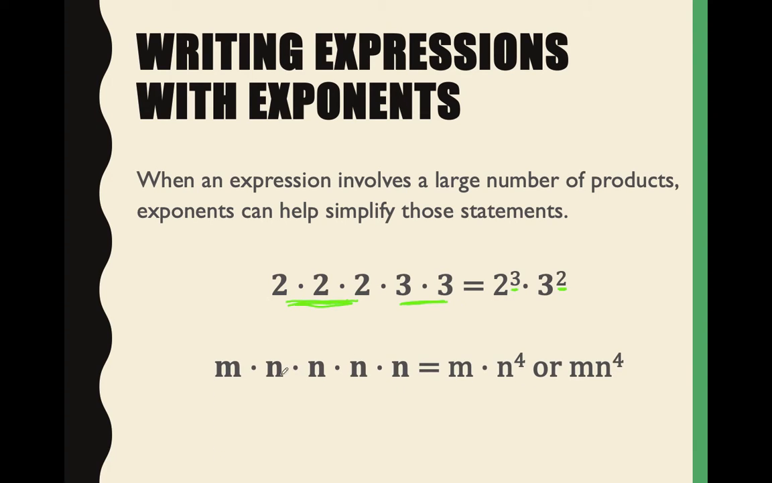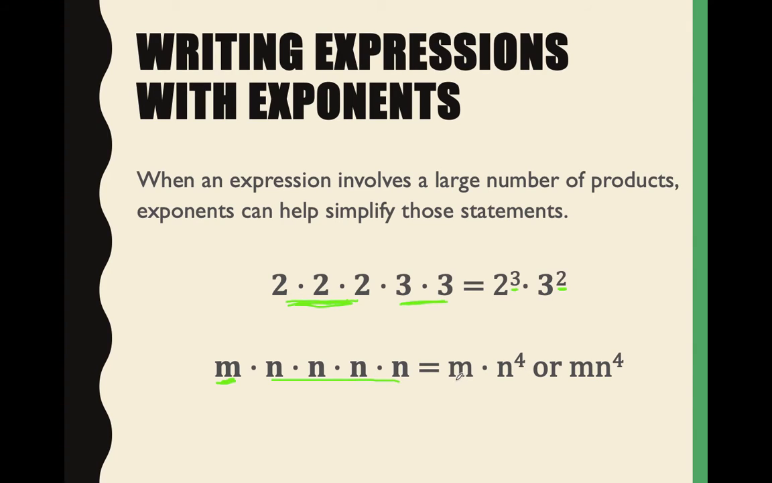We can also do this with variables. So here is my expression m times n times n times n times n. Now there's only one m, so there's nothing to combine it with, but we have 4 n's.